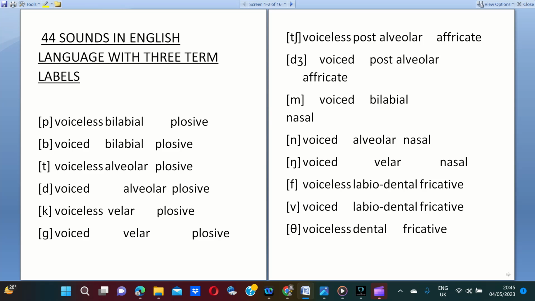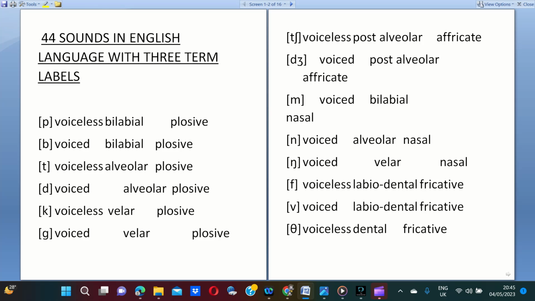So this is the post-alveolar sound. Why do we call this sound post-alveolar? The sound is involved in the post-alveolar region, so we call it a post-alveolar sound. Where is the post-alveolar region? Just after the alveolar region. Affricate. An affricate is the combination of fricative and plosive.